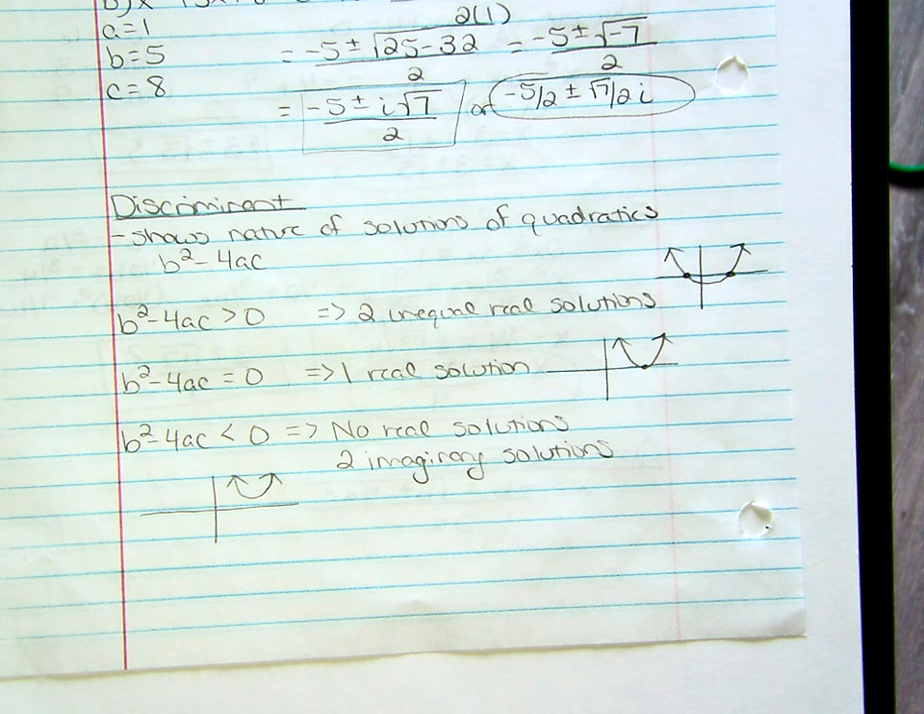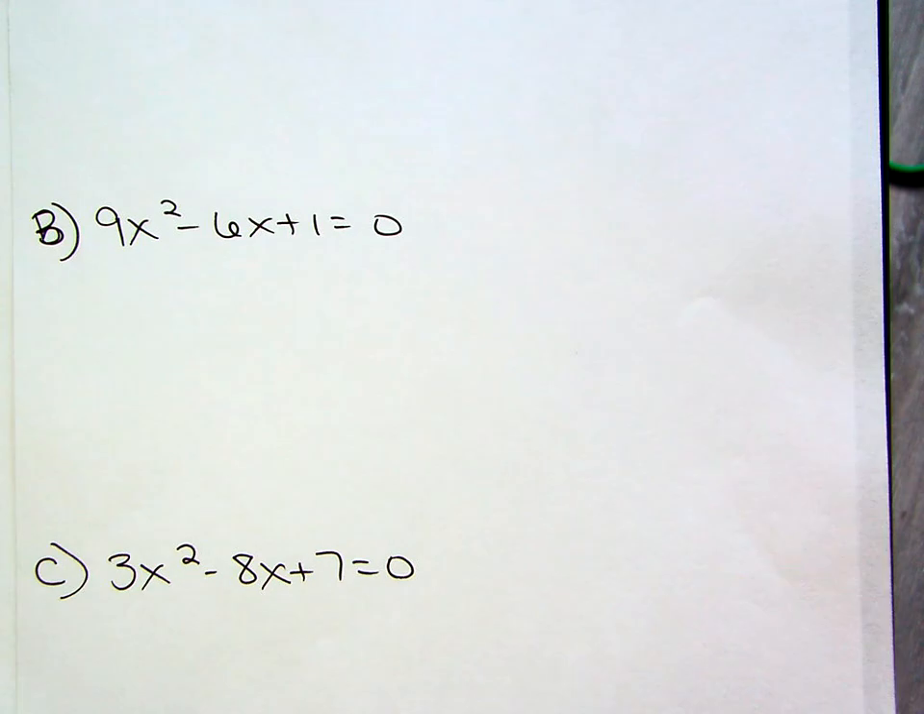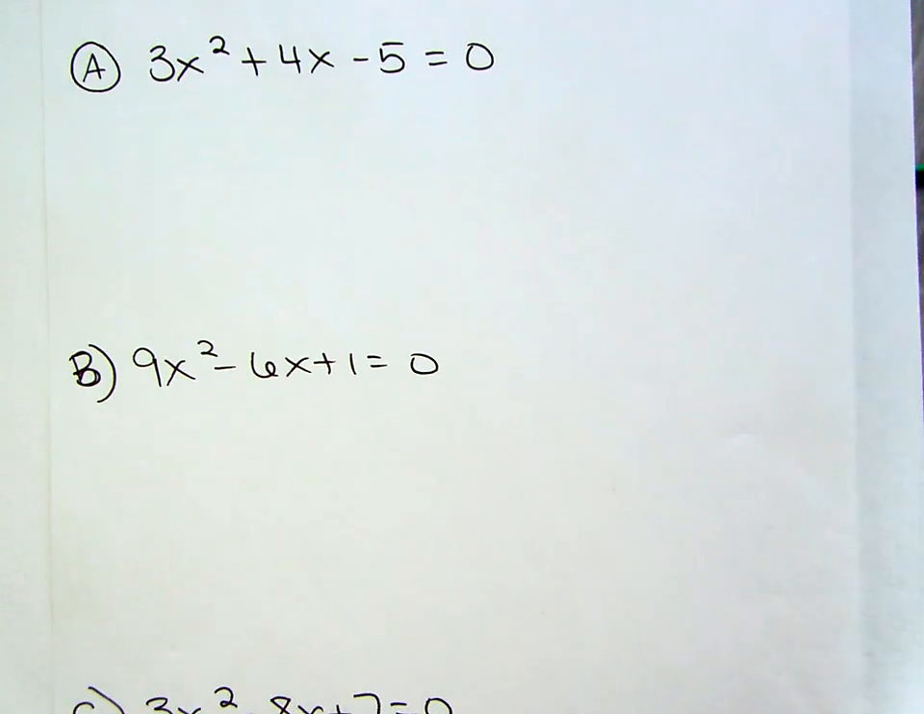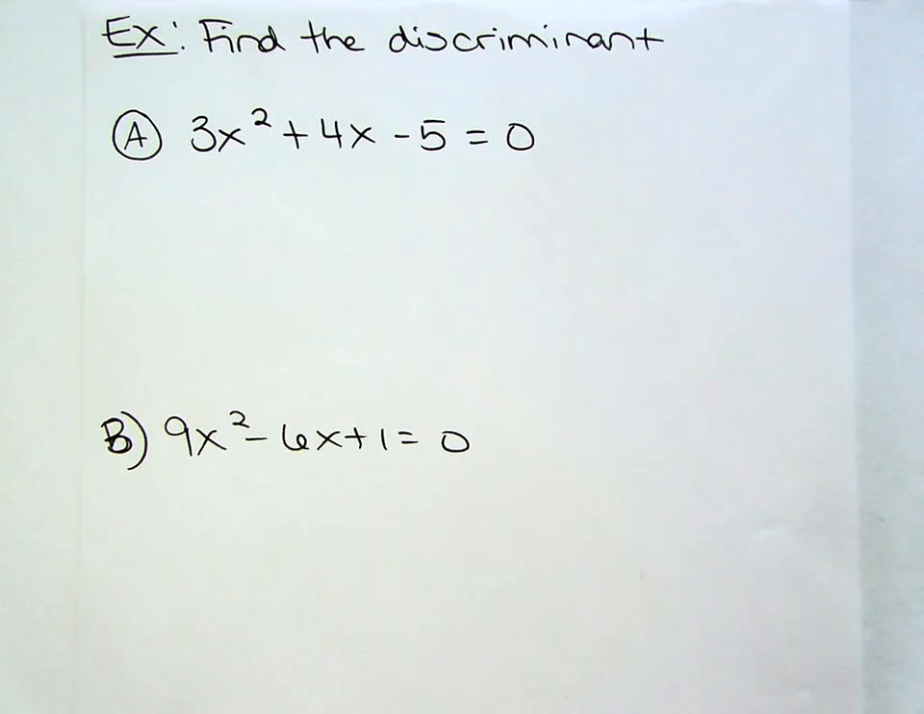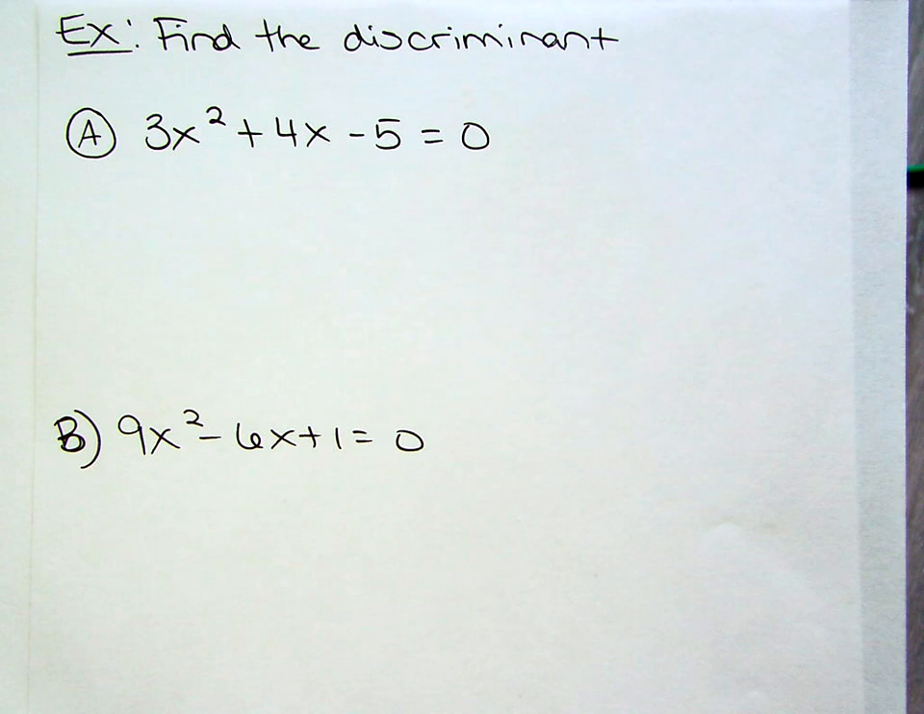Because there's three different types of discriminants, we're going to do three different examples. We are finding the discriminant and then listing what that tells us in terms of the types of solutions we are going to get.